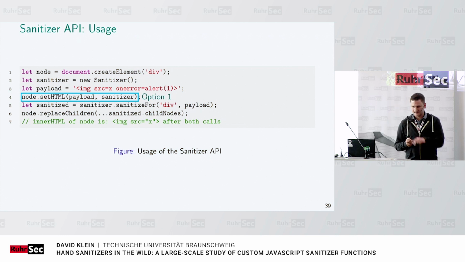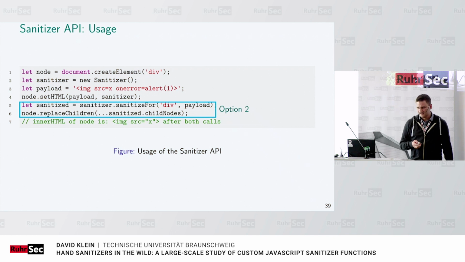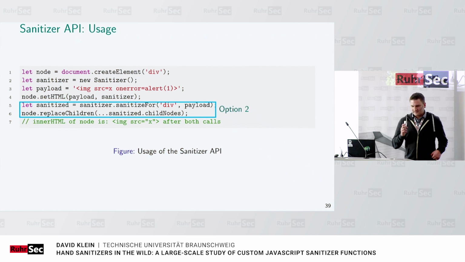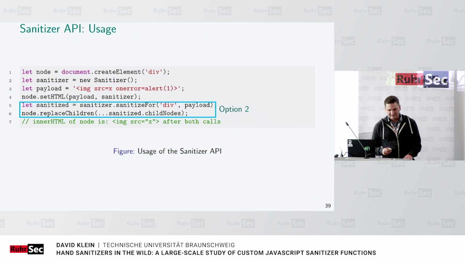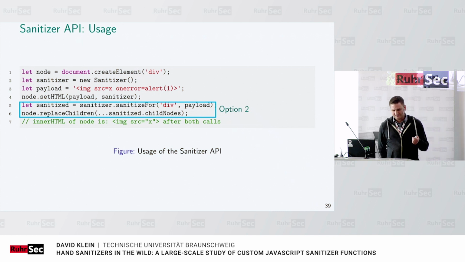This either works like this with setHTML, or with sanitizeFor, where you have to give a context, because if you recall the select case, how the parsing works changes a bit depending on the context where it's inserted, and then replace the children. And afterwards, the onerror handler is dropped. If you have written JavaScript code in the past, this code will look pretty unfamiliar, I believe. You can't do string manipulations with it.